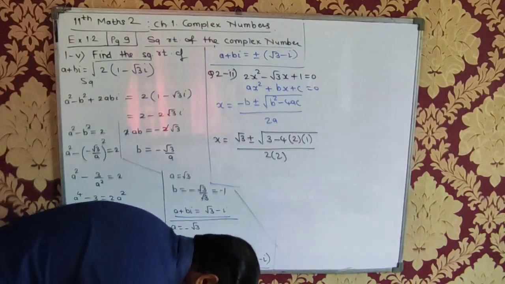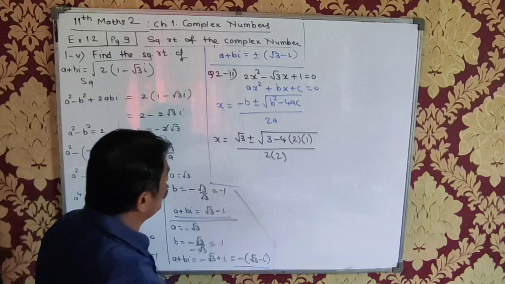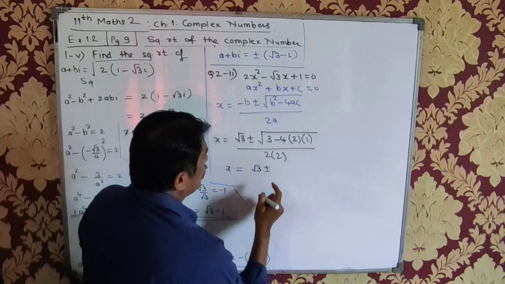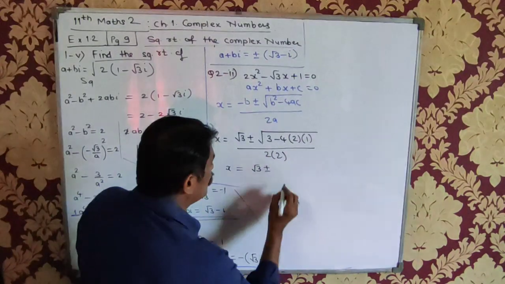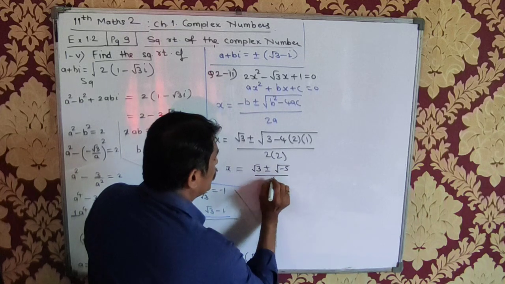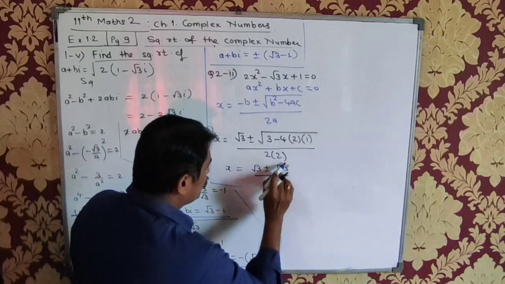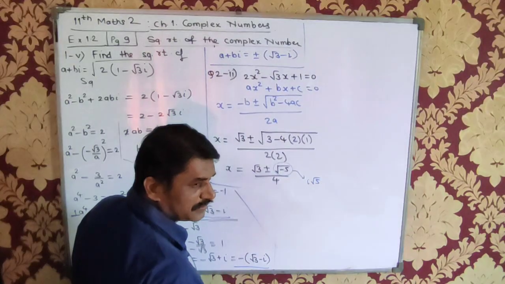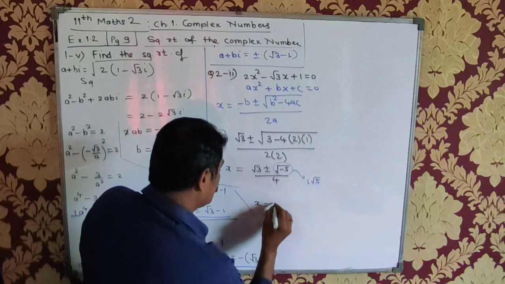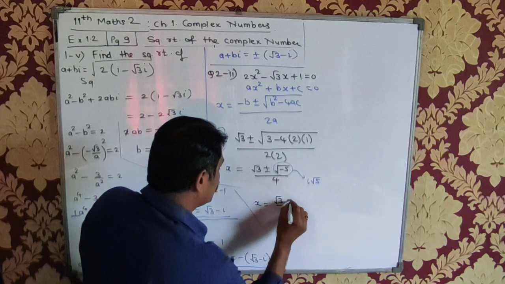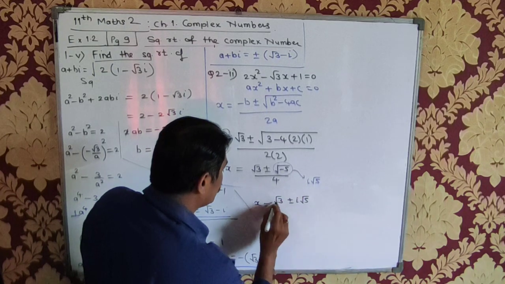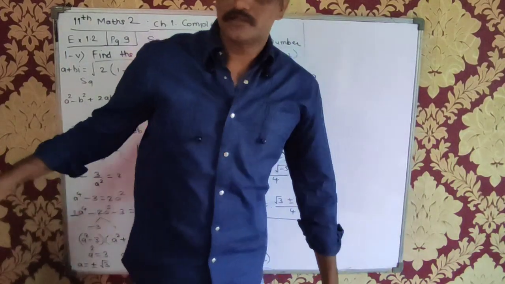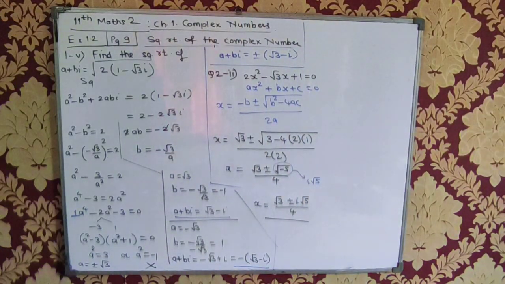No. Let me simplify this further. Therefore x is equal to root 3 plus or minus square root of 3 minus 8, which is minus 5, upon 4. Now what is the square root of minus 5? It is i root 5. So x is equal to root 3 plus or minus i root 5 upon 4. This is the answer. Is this okay? Any doubts about this? No. Please take the screenshot.